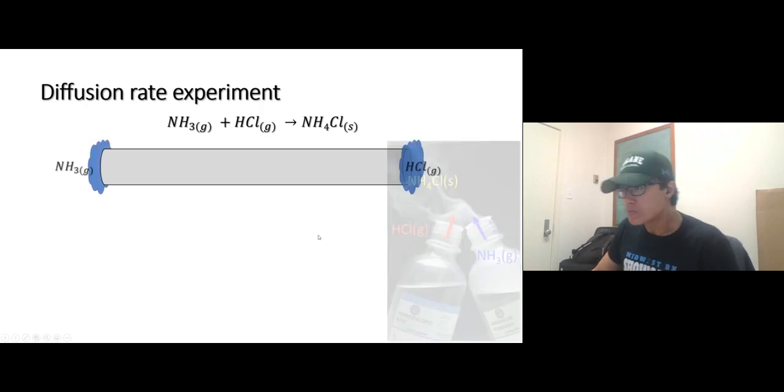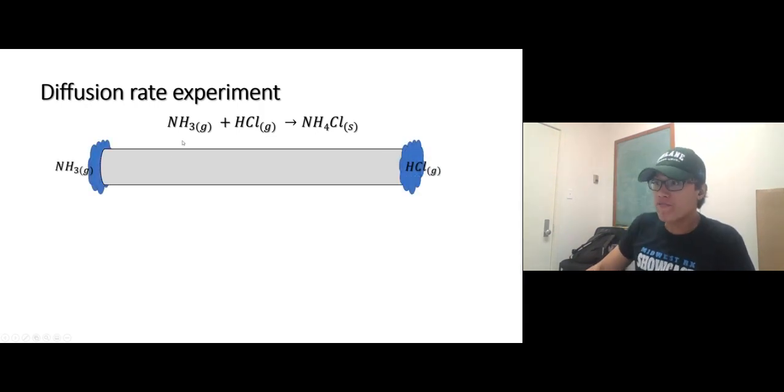Okay, and we want to know who moves faster, right? So we have a tube. We have a cotton ball soaked with ammonia on one end. The other cotton ball on the other end is soaked with hydrochloric acid, right? So this is in solution, and of course the gas will move in that direction, right? They're going to move in that direction.